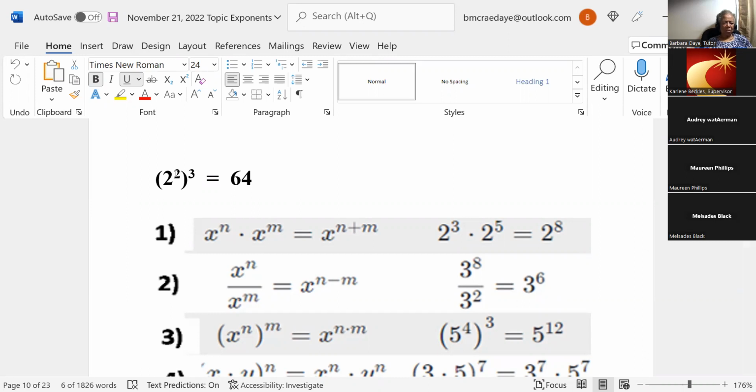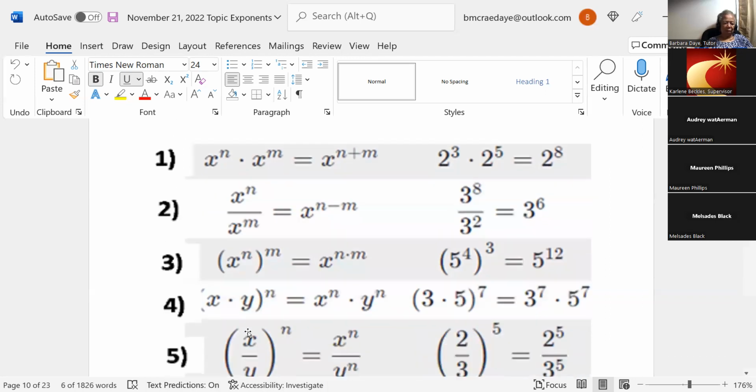What's the value of 2 to the 2nd power? What's 2 times 2? 4. Okay, what's 4 by itself 3 times? 4 times itself 3 times, Maureen? What's 64. 64. So yeah, that's it. There you go. You apply a power to a power. So that would be the answer.